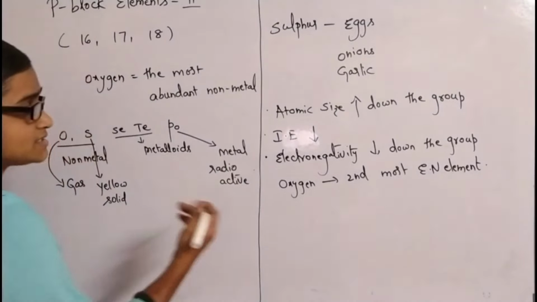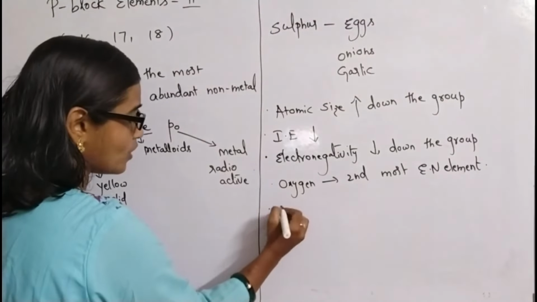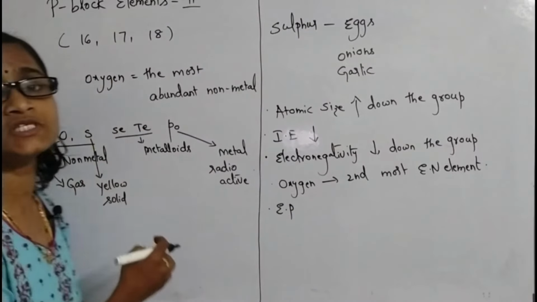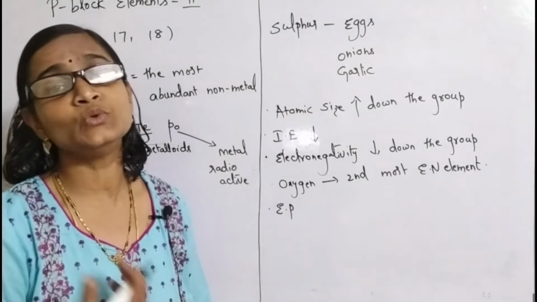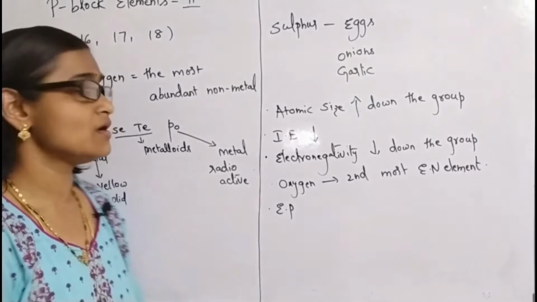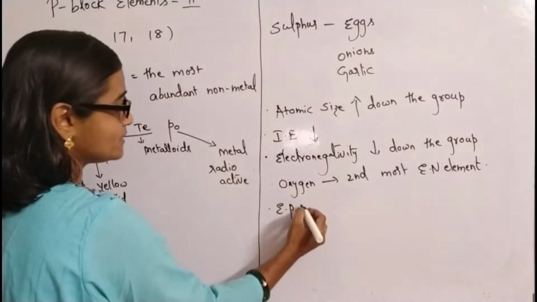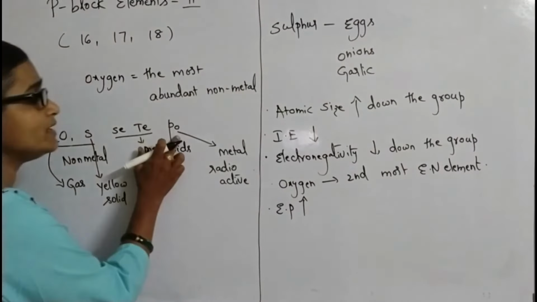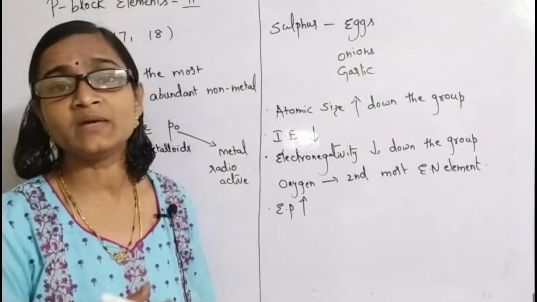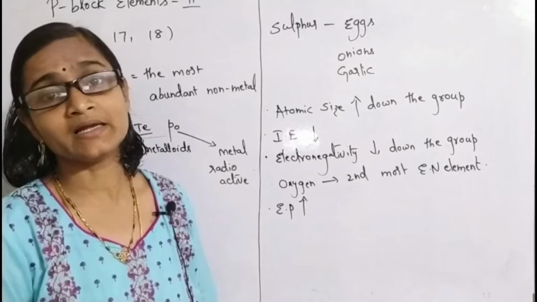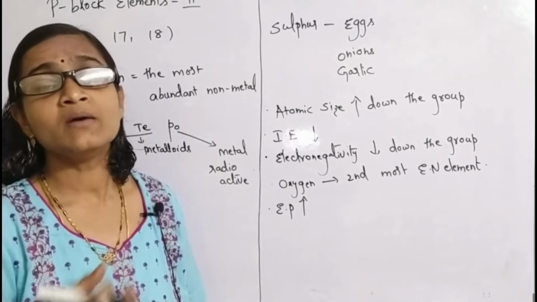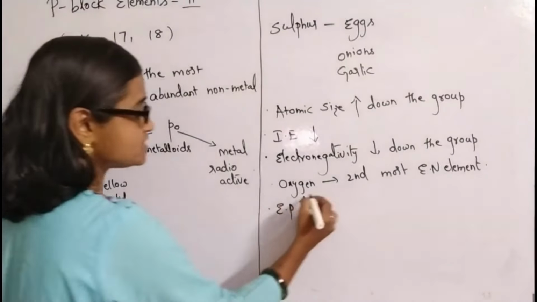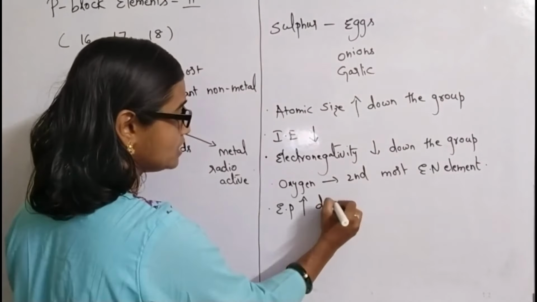Okay, and next, if you go for electropositivity, generally for non-metals, electropositivity will be very less. The tendency to lose electrons will be very less. Okay, so electropositivity, what happens? It increases down the group. It will be very less for oxygen and it will be high for polonium, because polonium exists in the form of what? Metal. Down the group, I already told you, the bottommost element is a metal. So electropositivity increases down the group.